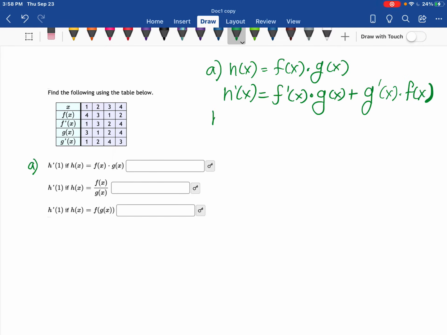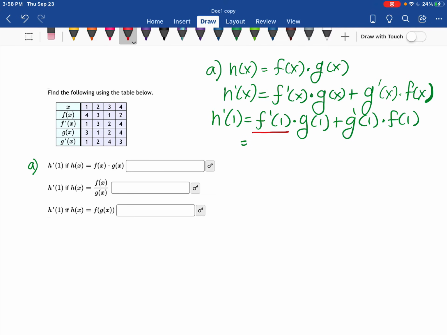Now when I want to evaluate that at 1, I need to plug in 1 everywhere. So I'm going to plug in 1 everywhere I see x. And now I'm just going to use the table of values to evaluate these function values and the derivatives of the functions.